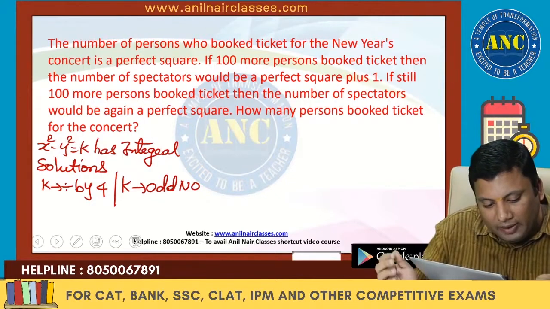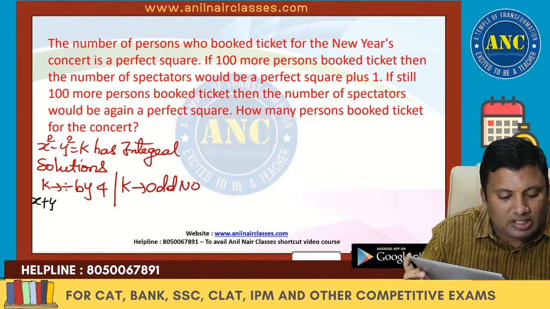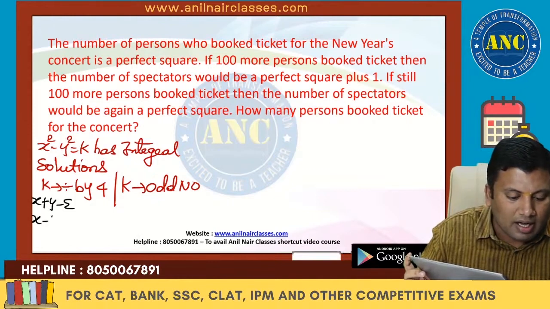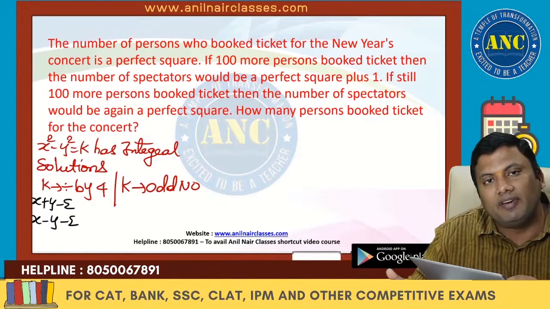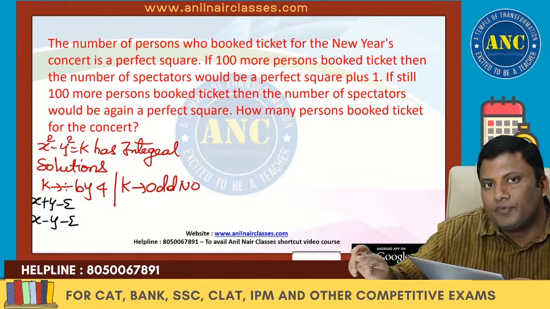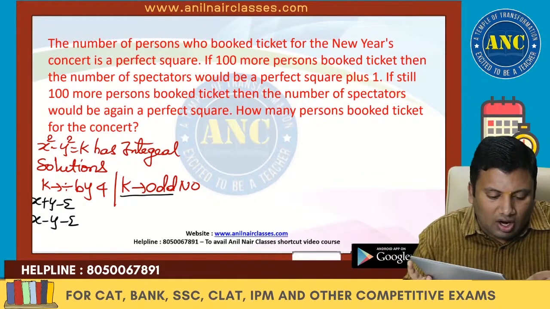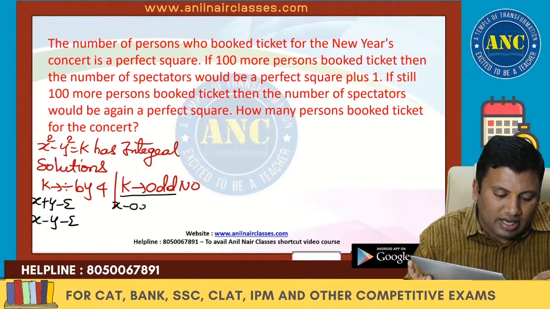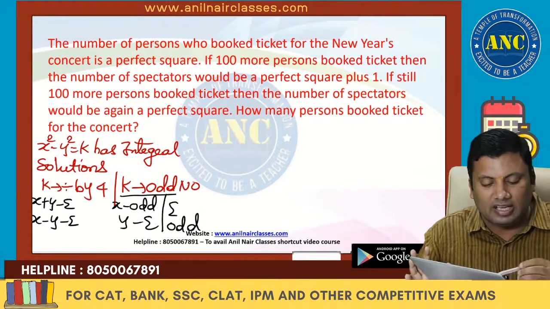When will k be divisible by 4? When x plus y is an even number and x minus y is an even number. x plus y will be even when x is even and y is even, or when x is odd and y is odd. K is an odd number when x is odd and y is even, or x is even and y is odd. I hope this case is clear.